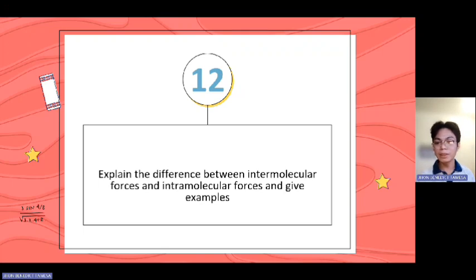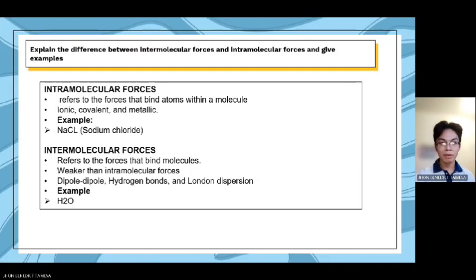Explain the difference between intramolecular forces and intermolecular forces and give examples. So for the intramolecular forces, this refers to the forces that bind atoms within a molecule. Meanwhile, pag intermolecular forces naman po, ito po yung forces that bind the molecules. Again, pag intramolecular, intra means binding atoms within. Pag intermolecular forces naman po, yung mismo nagbabind ng molecules from one another.